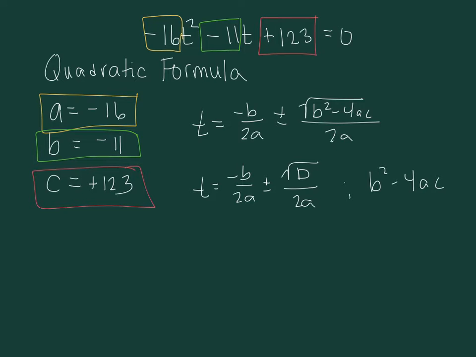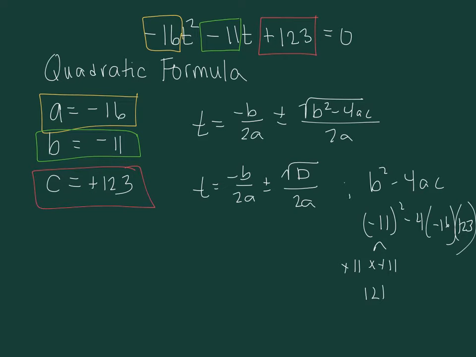Okay? So b squared. b is negative 11, quantity squared, minus 4 times a, which is negative 16, times c, which is 123. So you're going to need a calculator for this for sure. Negative 11 squared is not negative 121, because remember this is really negative 11 times negative 11, and negative times negative make positives, and 11 times 11 is 121.